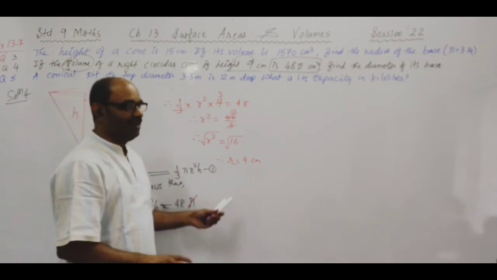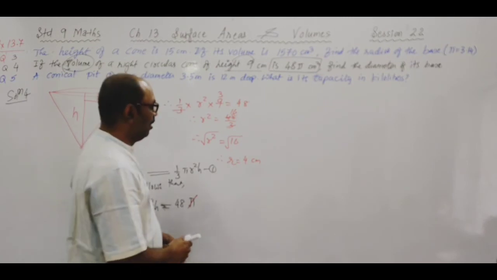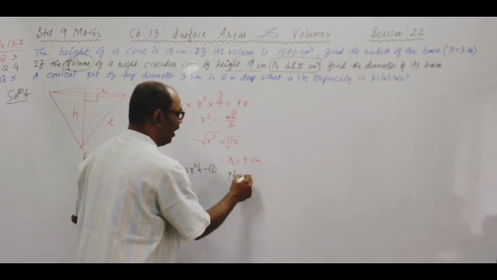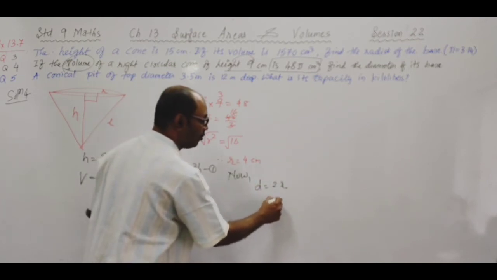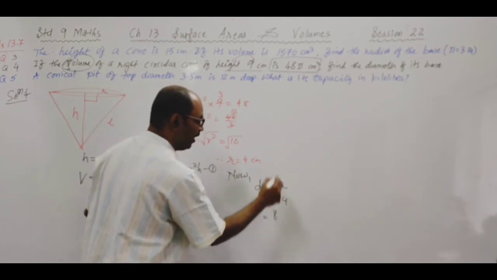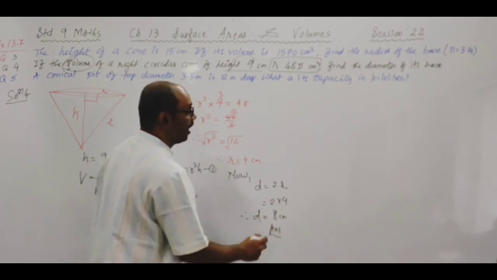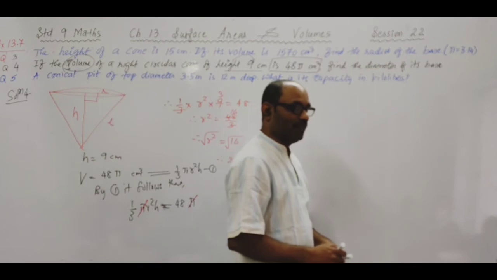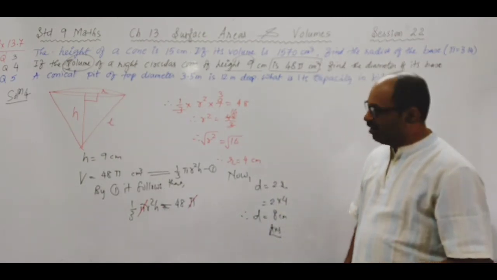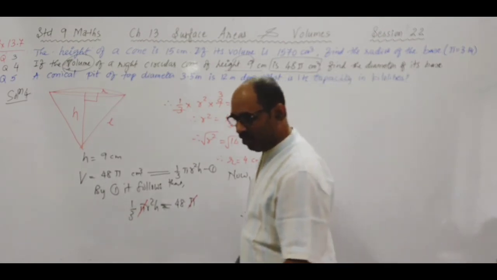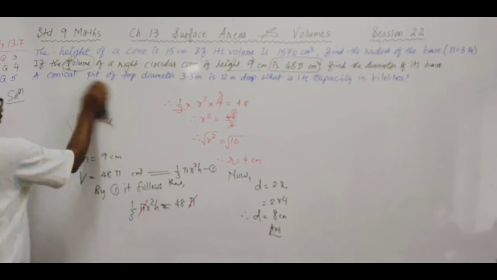Now diameter d is equal to 2 times r, that is 2 times 4, so diameter is 8. Then you may write the answer: the diameter of its base is 8 centimeter. Clear? We'll move on to the last sum of this session, number 5.